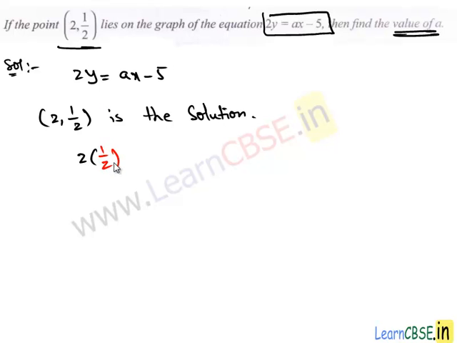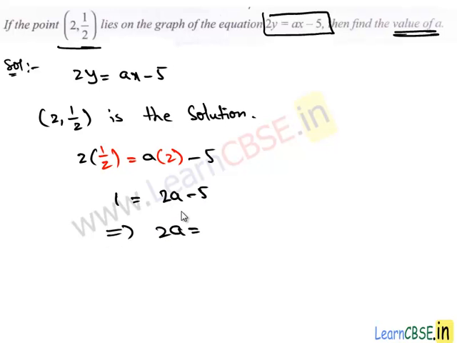Here we have 2 times 1 upon 2 is equal to a times x. Here x is 2 and we have negative 5. On left hand side we have 1, 2 times a minus 5. It is a simple equation.